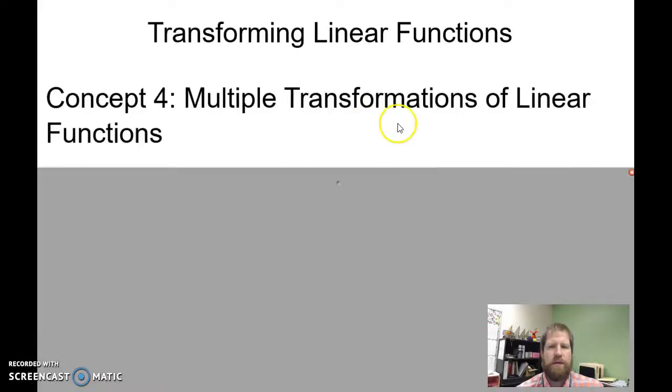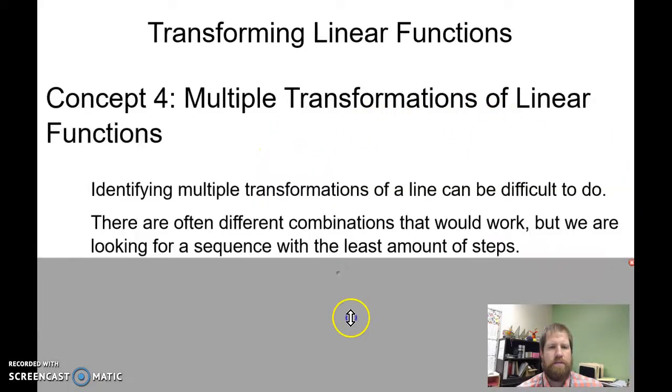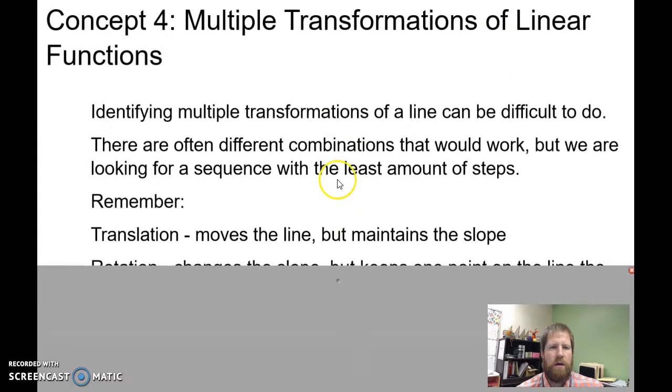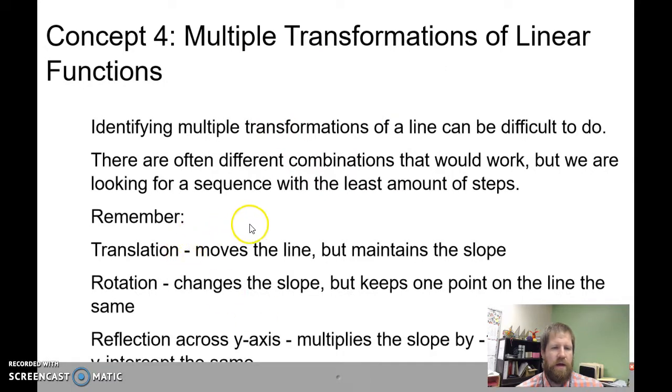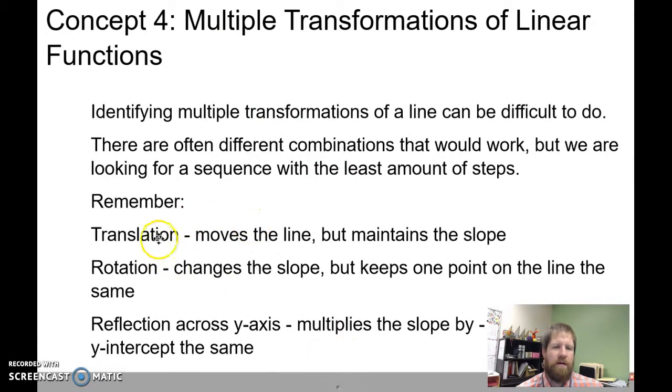Concept for multiple transformations of linear functions. What we mean by multiple transformations is that you're going to have two or more of either translation, rotation, or reflection across the y-axis. You're going to have one line in one place, and a second line in another place, and there have been some transformations that moved that line to its new location. That changed that line, that transformed it in some way.